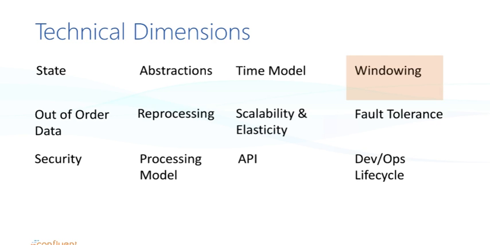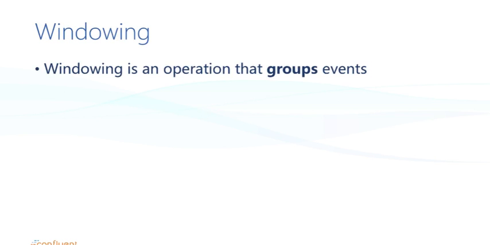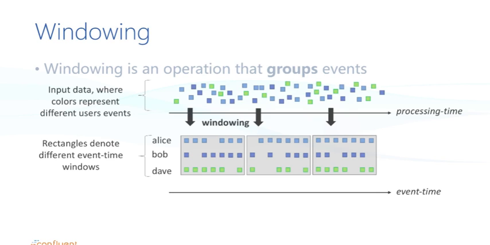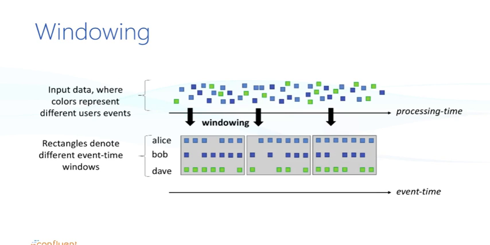The next dimension is windowing. Windowing is an operation that groups events. For example, you might get data arriving in all kinds of order. We talked a bit about the time semantics in the previous slide. What you want to do is group it together so that related events are in the same bucket. For example, here what we're showing is you're bucketing events by user based on time windows.